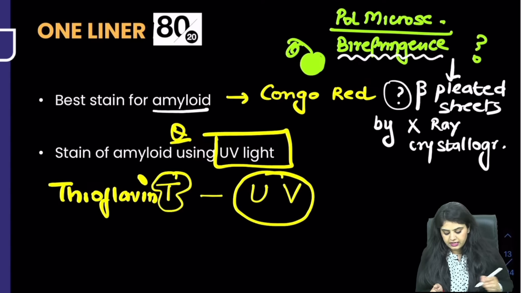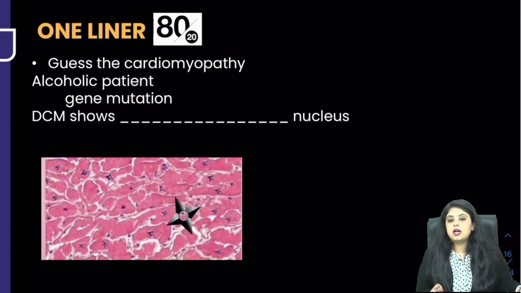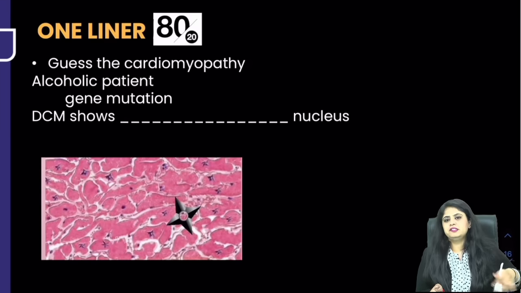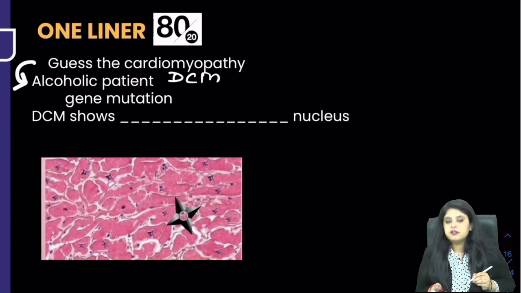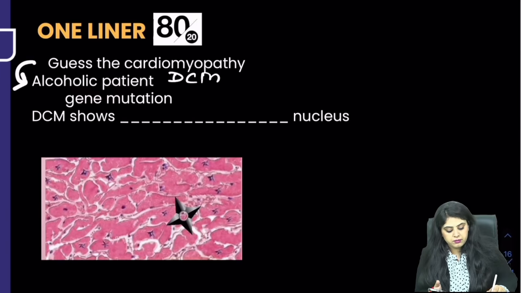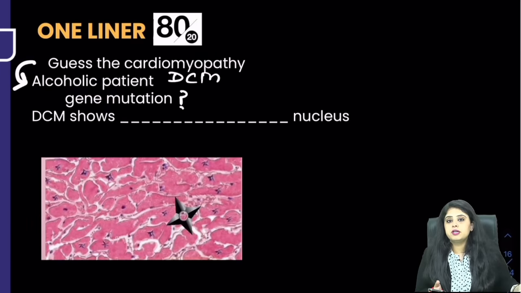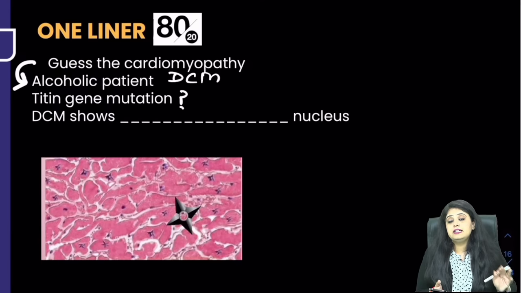We can move forward and I can ask you something out of systemic pathology or medicine, whatever you may want to call it. Guess the particular cardiomyopathy, and you don't even have to see this picture. As soon as I mention an alcoholic patient, everyone knows what I'm talking about. This is a classical case of DCM, dilated cardiomyopathy. But what will the question be? Either they are going to give you an alcoholic patient. If they don't, what gene mutation do you want to pick up here? What is the genetics that they can give you? They can come up with a titin gene mutation.